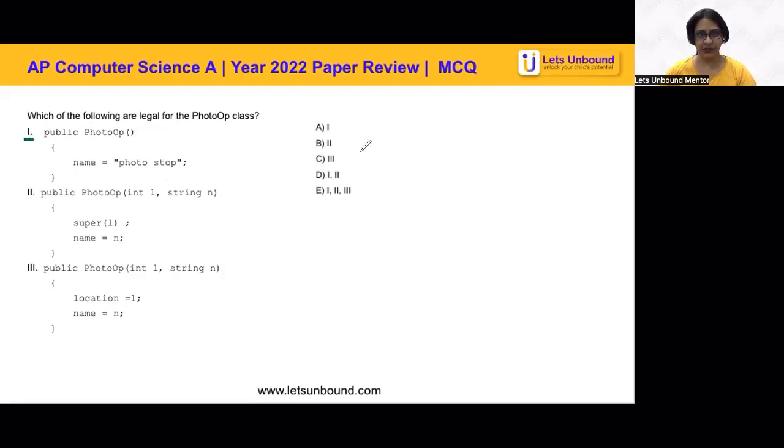We will try to eliminate some of the options. Option B and option C are eliminated because one is part of the solution. Now let's look into the next constructor: public PhotoOp, int l, String n. Let's consider this constructor and place it here.